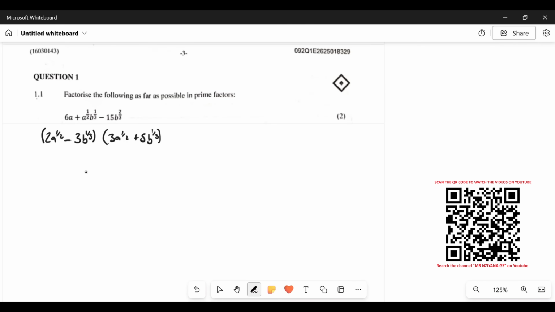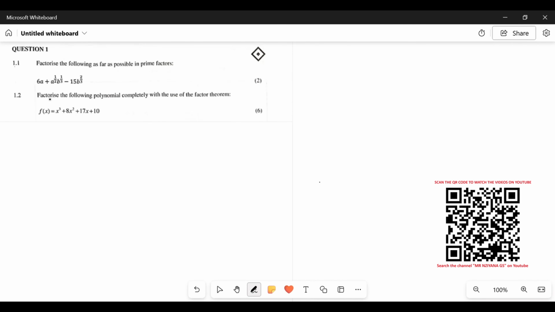We are done with 1.1. How about we do 1.2? So our 1.2, it goes like this. Factorize the following polynomial completely with the use of the factor theorem. So this polynomial they're talking about is this one here, but they want us to factorize it using the factor theorem. Now, we need to find the factor of this polynomial.